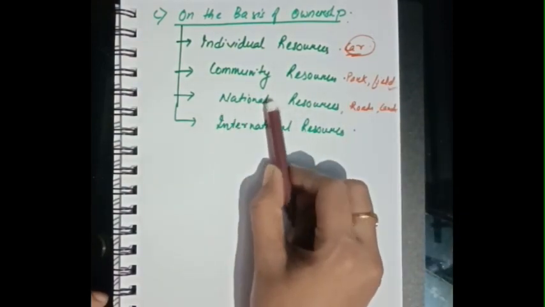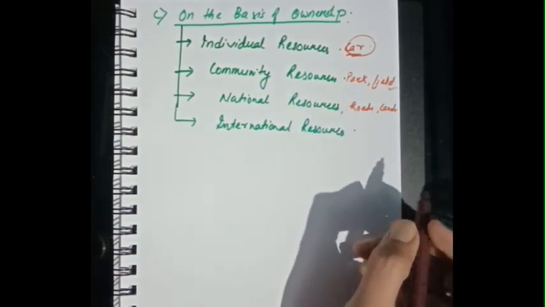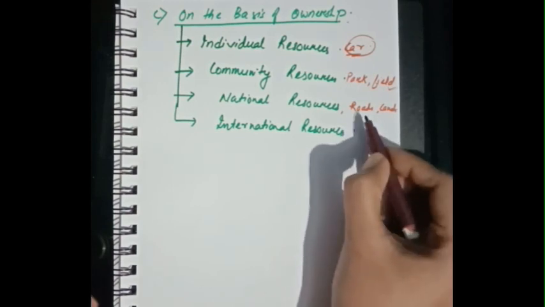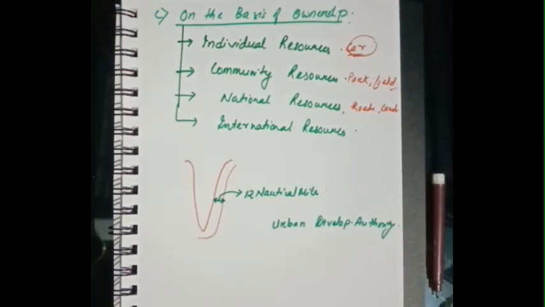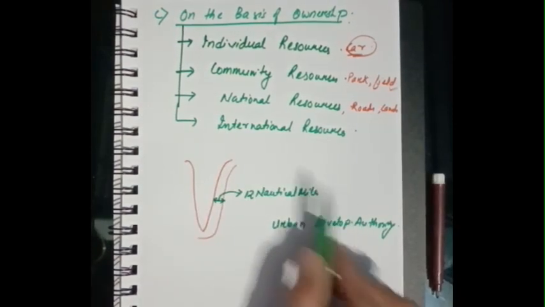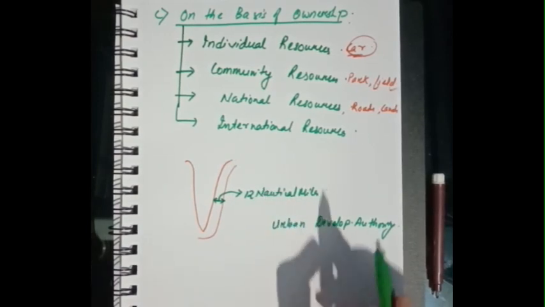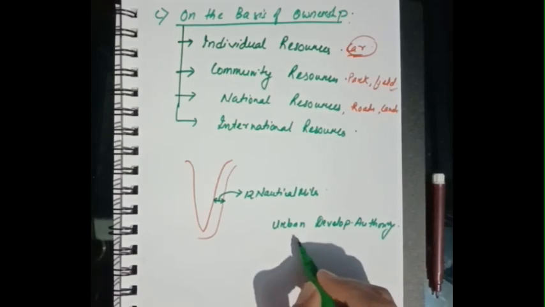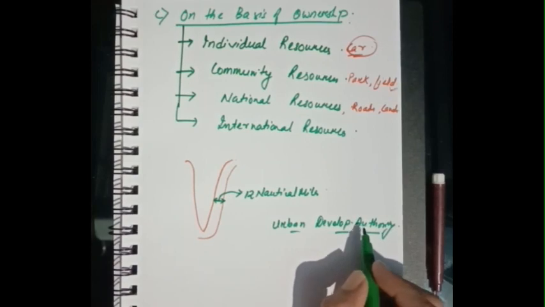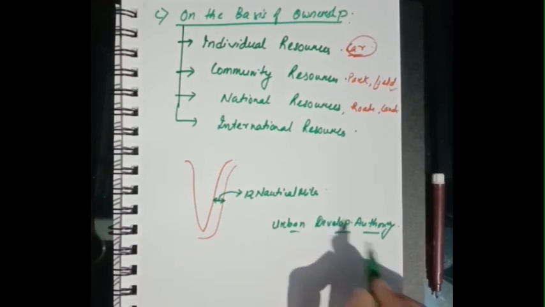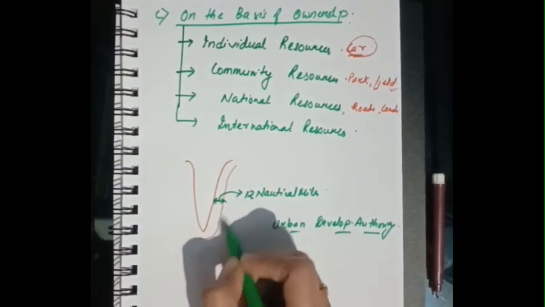National resources are those resources which belong within our political boundaries, like roads, canals, railways, etc. Apart from those resources which belong to the political boundaries of our country, the government has also given legal authorization to the Urban Development Authority to acquire all the minerals or resources that belong within the 12 nautical miles of our country.